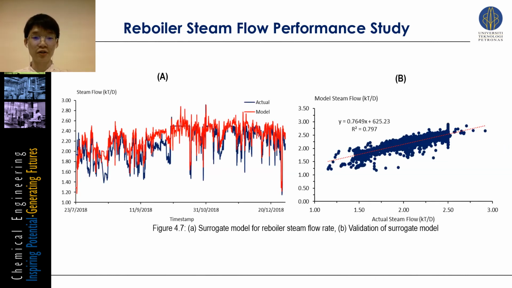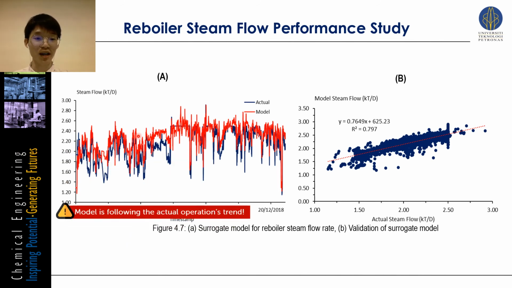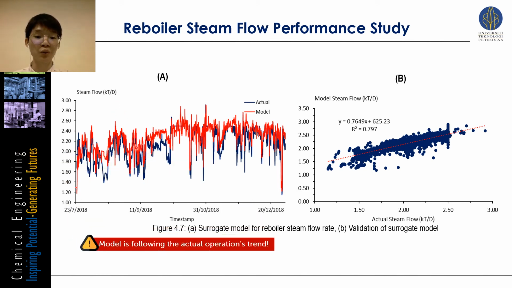Next, I present the surrogate model for the reboiler steam flow and also the validation for the surrogate model. From what we can see here, the red line is the model and the blue line is the actual. It can be seen that the model is following the actual operating trend. In terms of the R-square, it is validated to be around 0.797, which means that this reboiler steam flow MLR model is valid.